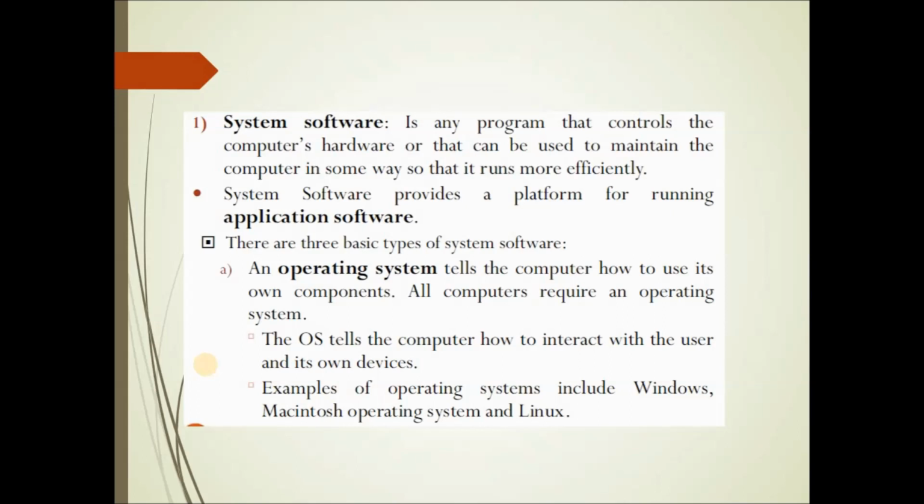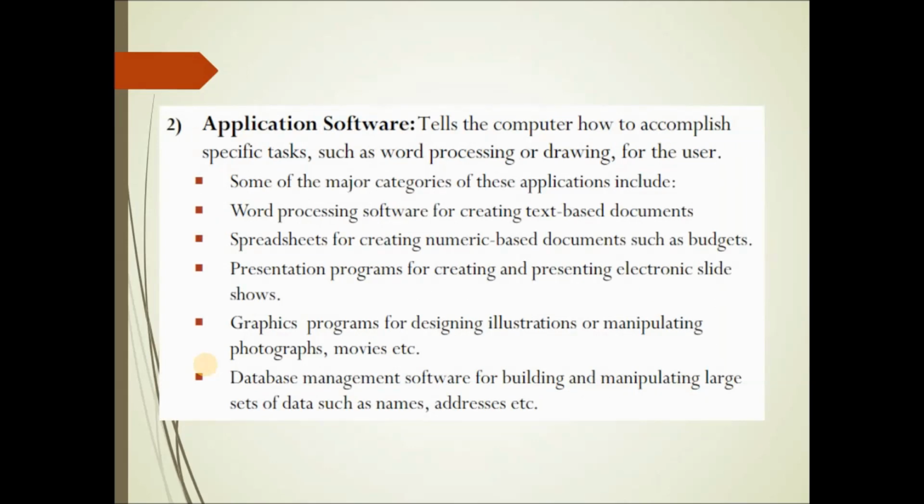After that, application software is there, the software which is used to perform any application specific task. For a single application, a single software is used, that is the application software. It tells the computer how to accomplish a specific task, such as word processing or drawing for a user. Suppose you are going to type something, you are not going to use MS Paint, you are going to use MS Word. You are not going to use Photoshop for word processing. Photoshop is for photo editing, another application software for a different purpose. Like that, for different purposes, different software are used, known as application software.